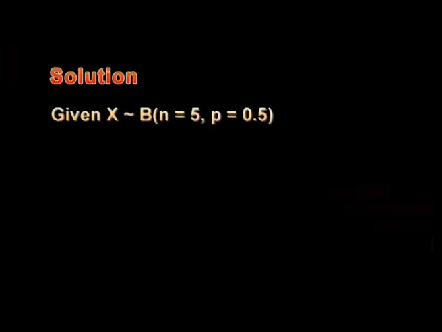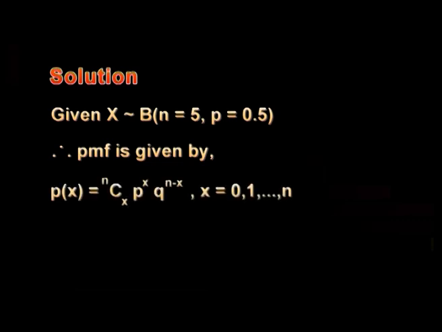Given that X follows binomial distribution with parameters n is equal to 5 and p is equal to 0.5. Therefore, probability mass function is given by P of x is equal to ncx into p power x into q power n minus x, where x takes the values 0, 1, 2 and so on to n. That is, P of x is equal to 5cx into 0.5 to the power 5.